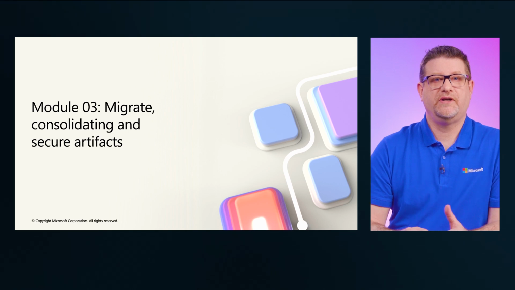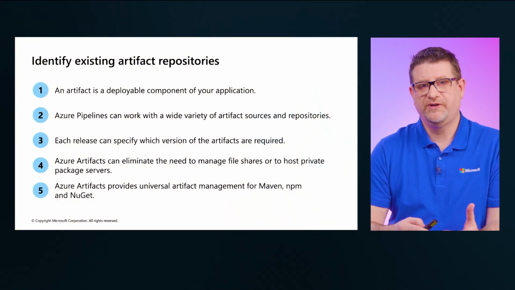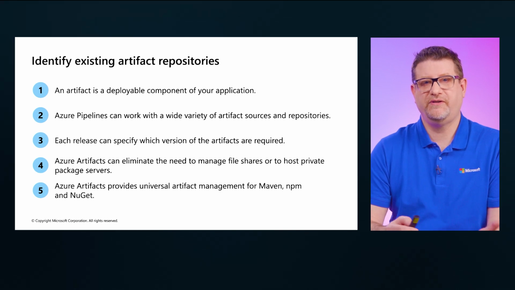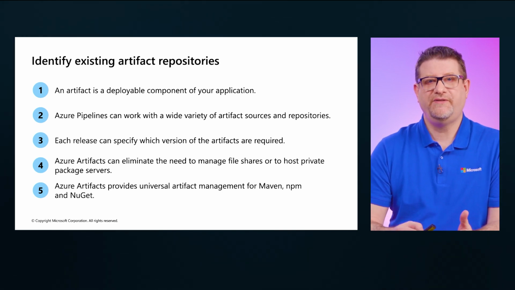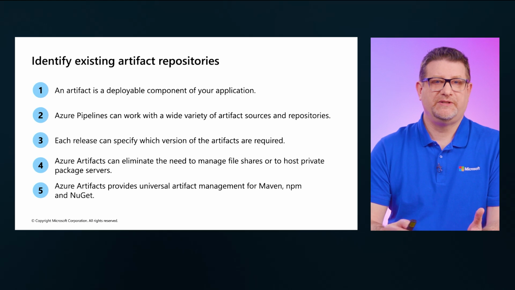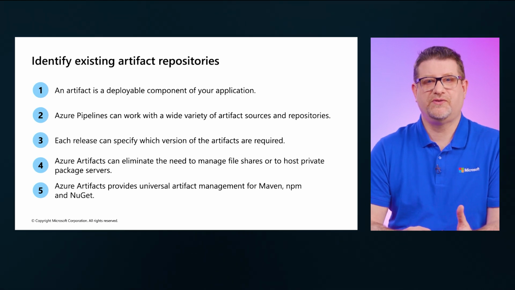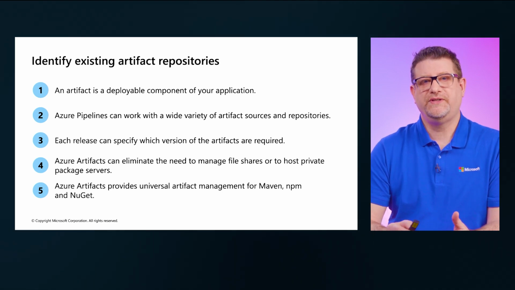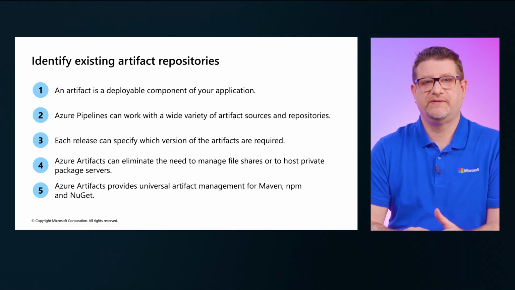Now let's talk about securing our packages. In software development, an artifact is any deployable component of our application. We can think of that as a packaged piece of code, a library, or even a container image that's ready to be shipped or reused. Identifying existing artifact repositories is crucial because it helps us keep track of where these components are stored, how they're managed, and which versions are available for deployment. Azure Pipelines make this process seamless by supporting a wide variety of artifact sources and repositories, so we can easily integrate different technologies and tools into our workflow. Each release can specify exactly which version of the artifact is needed, ensuring consistency and reliability across environments.